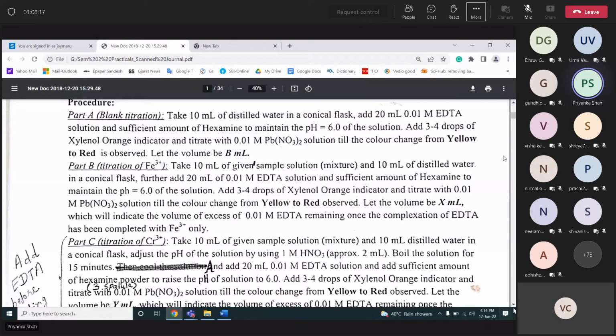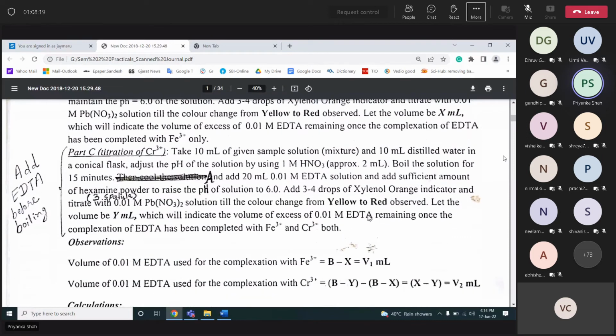Now in part C, again you will take 10 ml of your sample and 10 ml of distilled water, but here in acidic condition, that is, 1 or 2 ml of 1 molar HNO3 you will add, and boil the solution for 15 minutes. After that, once you have boiled the solution and it is at a particular temperature, then you will add the 20 ml of, okay, sorry, before boiling you have to add the EDTA, right?